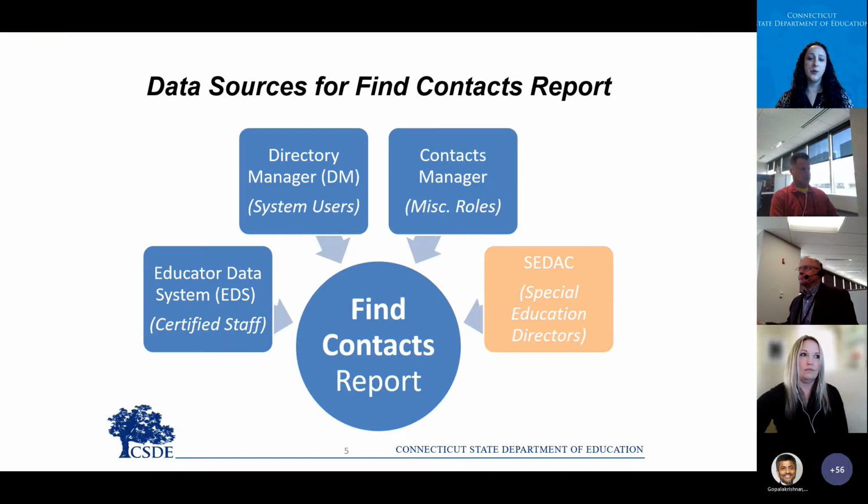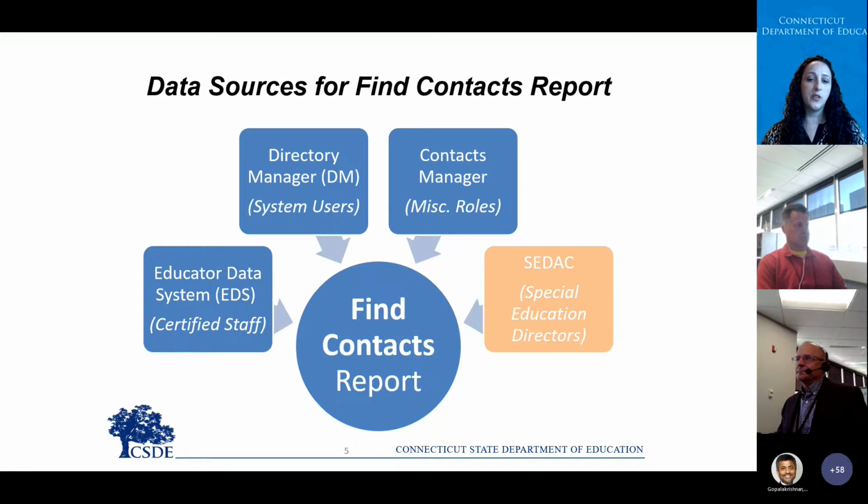All right, moving on to the data sources behind the Find Contacts report. There are currently 4 data sources used in this report. I'll just provide a quick overview of these sources here, and then the following slides will go into more detail. The first source used in this report is the Educator Data System, or EDS. EDS provides the information on certified staff for the report. Directory Manager, or DM, provides information on system user roles. Those are roles like LEA Security Manager or Contacts Manager Writer.